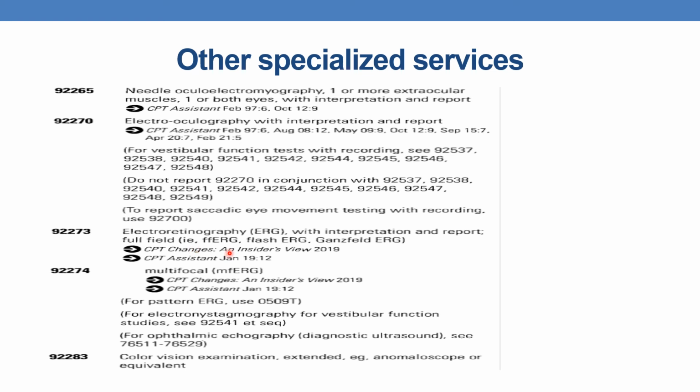Examples are FFERG, Flash ERG and Ganzfeld ERG. Whenever you find these terms, you need to code 92273. And for ERG, if it is multifocal, you need to report 92274. The next CPT is 92283. It includes color vision examination, extended. Example, anomaloscope or equivalent.